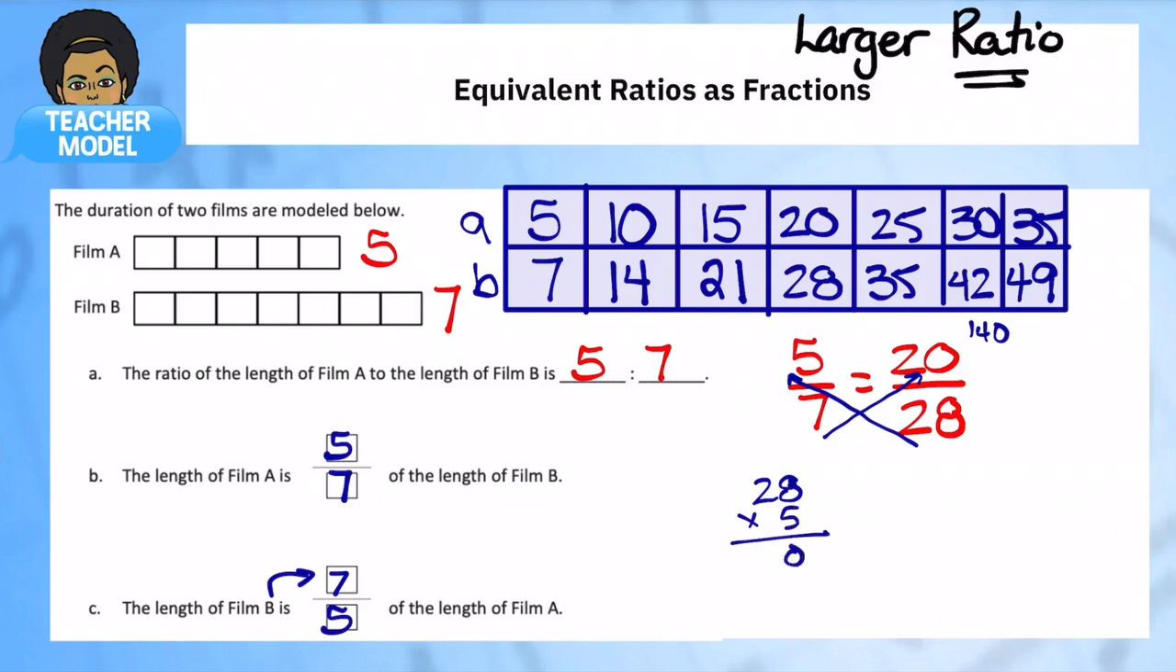So 8 times 5 is 40. 5 times 2 is 10 plus 4. Oh, see, 140. So you do get the same value. They have that same relationship. We've maintained them. They are equivalent to one another. So this is strategy 1, where you can make a table.